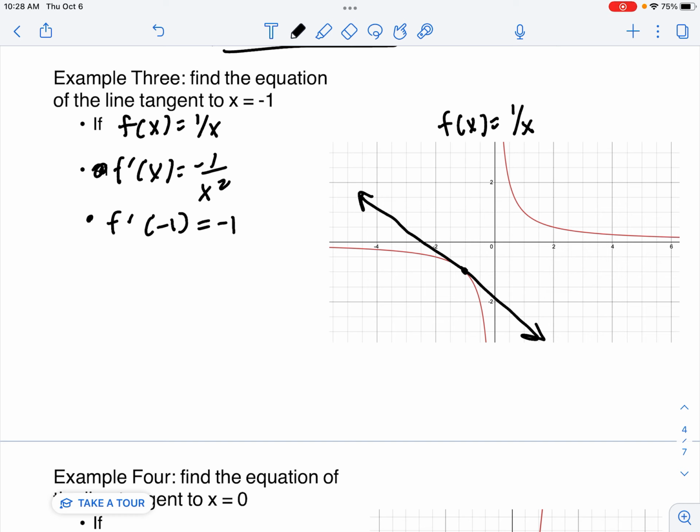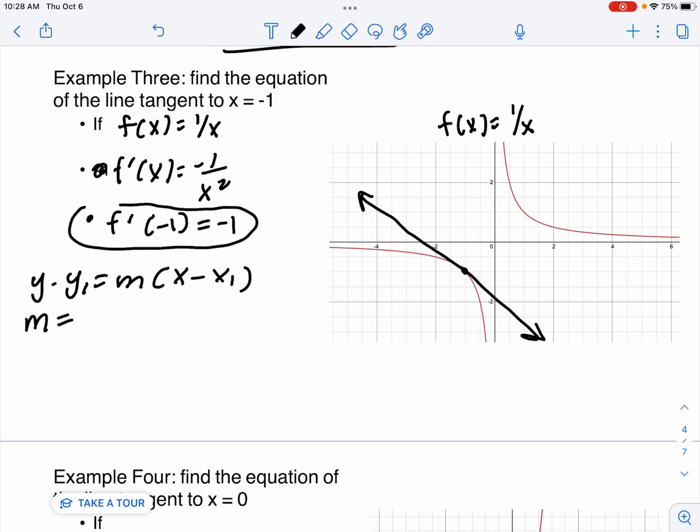And so I, again, am going to use my point slope form equation. And so the first thing I need is my slope, but we were told here that f prime of -1 is -1, so that means that's my slope, because the slope of the tangent line is the derivative at that point. And then the other thing is I need a point on the line. So right here you can see that it is -1, -1.